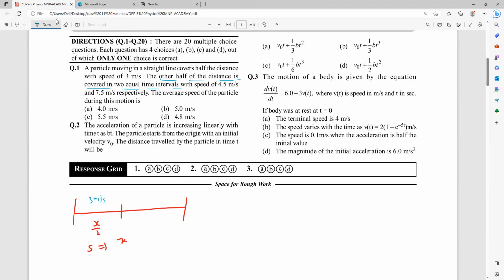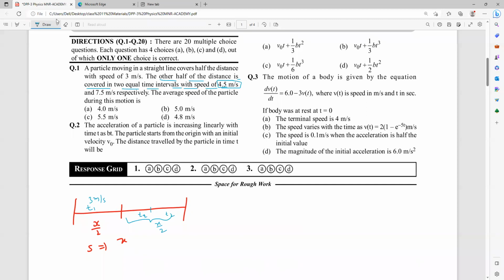Next, the other half of the distance is covered in two equal intervals of time. So let me take the time for the first half as t1. Is it okay, everybody? Next, the remaining half distance, again he divided it into two equal intervals of time, which I'm assuming as t2 and t2.